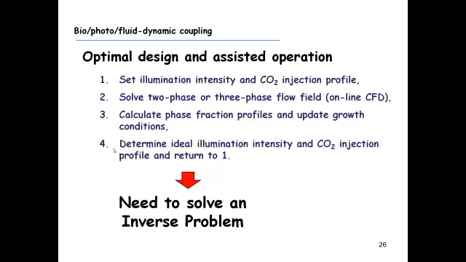So the optimal design and assisted operation would require setting illumination intensity and CO2 injection profile. These 1, 2, 3, 4 are the steps in a procedure in order to optimize the design and/or the assisted operation of the photobioreactor. So step 1 would be to set illumination intensity and CO2 injection profile. 2. Solve the 2 or 3 phase flow field.